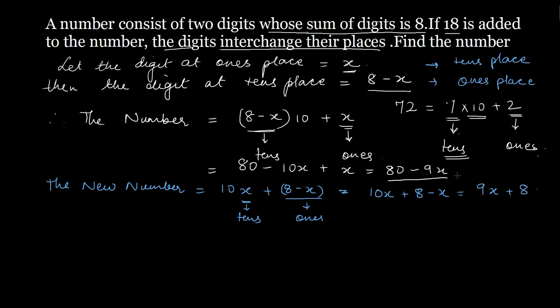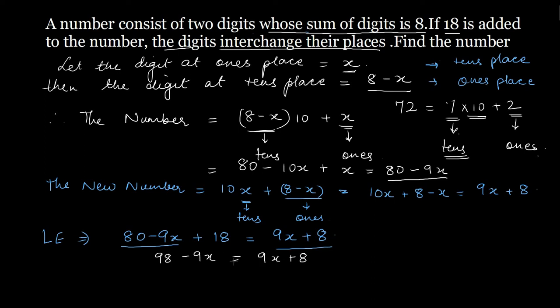The condition given to us is, if 18 is added to the number, the digits interchange their places. Therefore, our linear equation will be 80 minus 9x plus 18 gives the new number, that is 9x plus 8. So this is the number which is given to us, and on interchanging the digits we get this number. Now solving this linear equation, we'll get the value of x. So 80 plus 18 gives you 98 minus 9x equal to 9x plus 8.